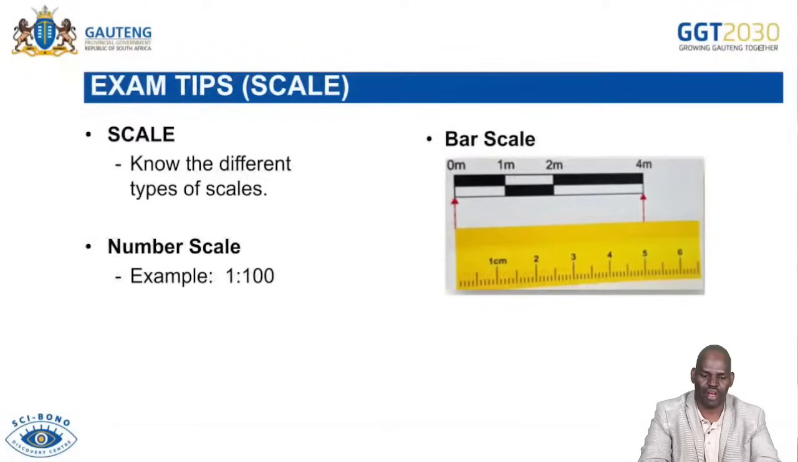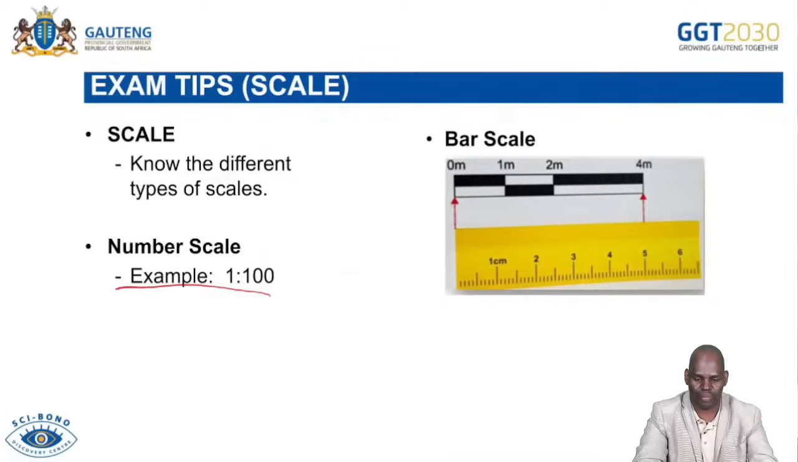Then, very important, I'm sure you know this one, boys and girls, the different types of scales. We've got a number scale and we've got a bar scale. You must be able to use both of them. If this one is given as 1:200, you don't have to make any measurement. You just know that whatever measurement is given, you multiply it by 100 to calculate the actual distance. But with this one, the scale is given in the form of a bar.